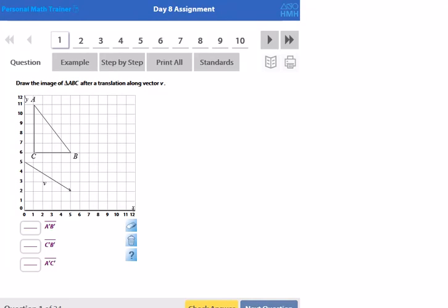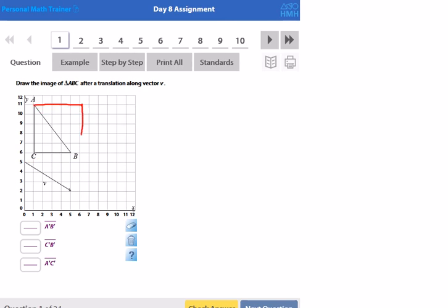Now let's work on the day 8 assignment. Here they want us to draw an image of a triangle ABC after the translation along vector V. So if we look at vector V, this vector is taking us 5 units to the right and then 3 units down. So I want to do that with each one of my points.